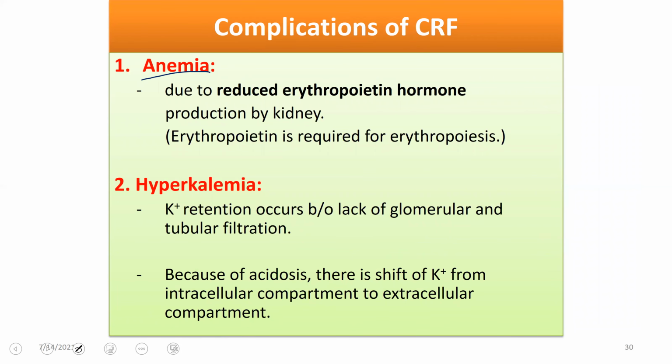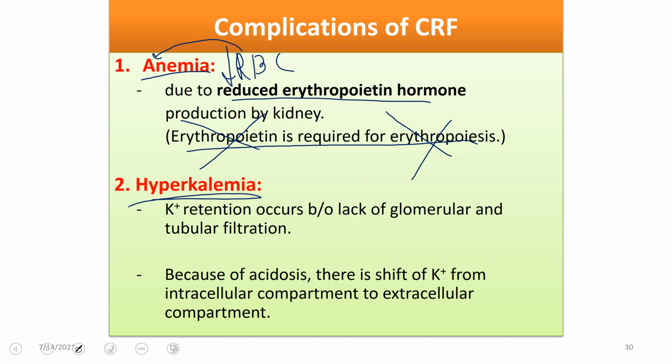So we can see anemia, and this anemia is due to the decreased amount of erythropoietin hormone that is produced by kidney. And as we know, erythropoietin is required for erythropoiesis. So decreased erythropoietin means decreased erythropoiesis, and that will manifest with decreased RBCs, and that will result into anemia. Not just that, it is the function of the kidney to get rid of potassium. If the potassium is not being excreted, the level of potassium will be increased in the blood, and that will manifest with hyperkalemia, and it is all because of lack of glomerular and tubular filtration. So as the GFR has been decreased, the potassium filtering will also be decreased, and eventually the level of potassium will go up in the blood.